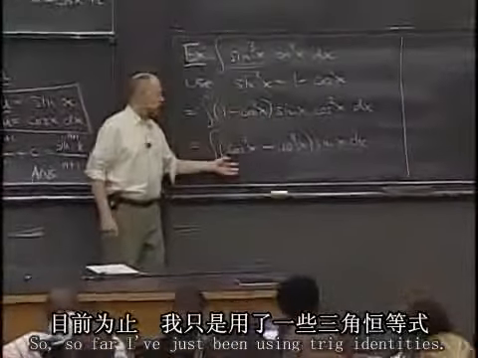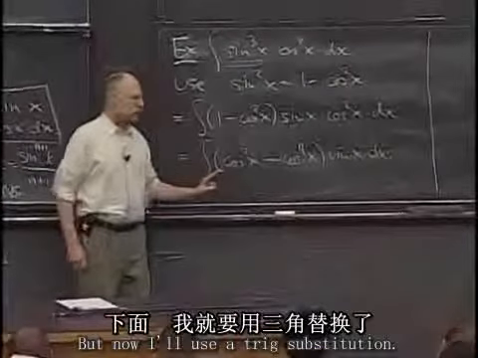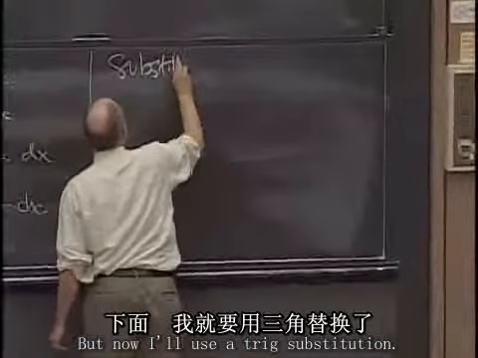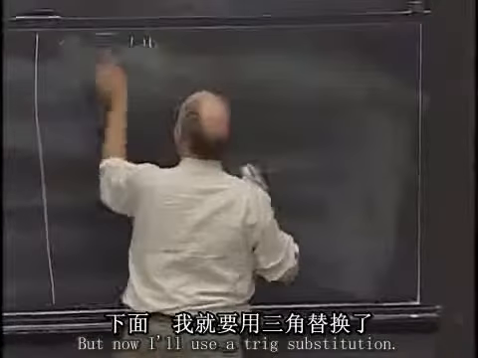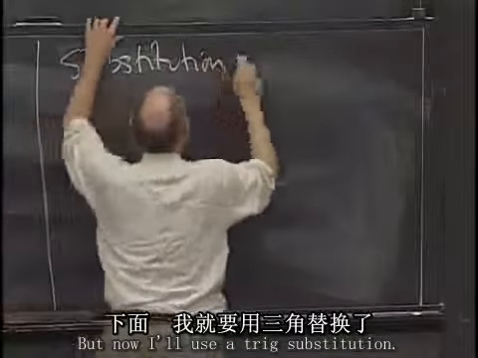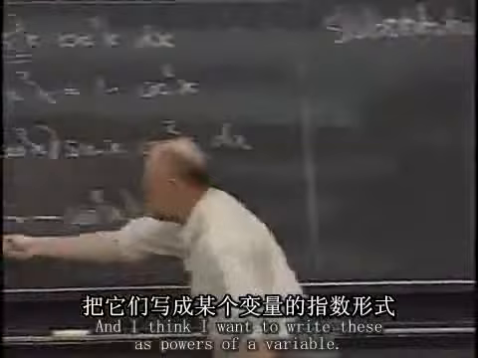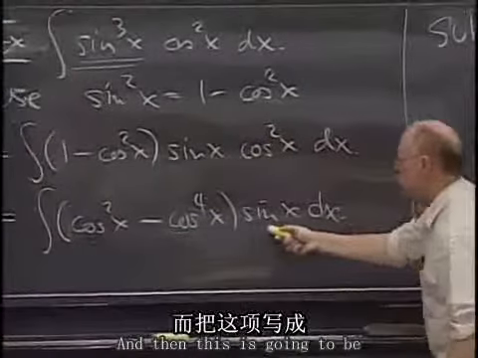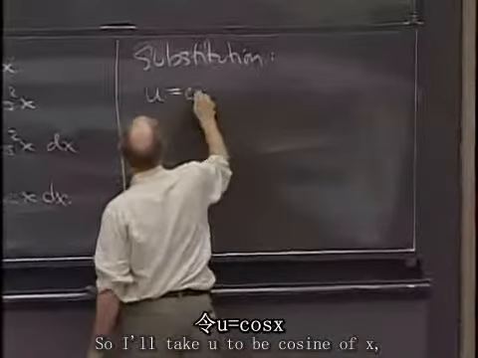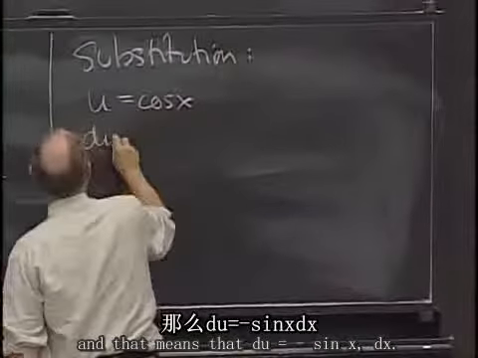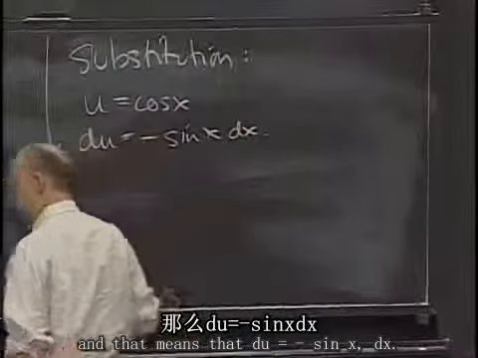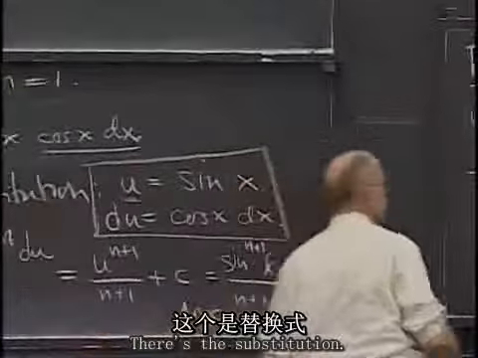So far I've just been using trig identities, but now I'll use a trig substitution. And I think I want to write these as powers of a variable, and then this is going to be the differential of that variable. So I'll take u to be cosine of x, and that means that du is minus the sine of x dx. There's the substitution.